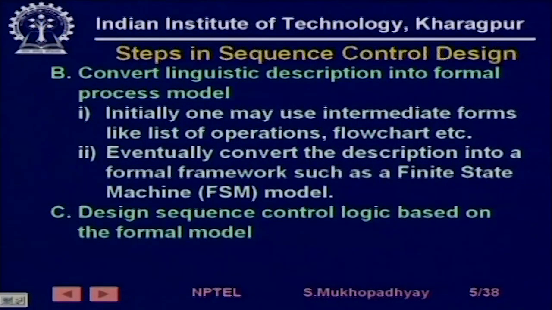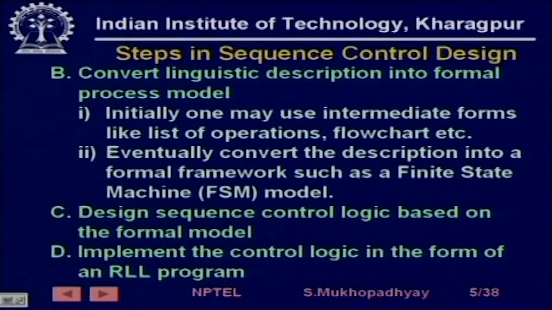Having done that, then one has to go for design of the sequence control logic based on the formal model, and then finally one has to implement the control logic in the form of an RLL program. And it is preferable that these steps, especially step D, are made as automatic as possible, because this is a step which can be done in an automated manner once B and C have been carried out. And for large programs, it is always preferable to go for automated programming, because that will always lead to error-free programs, provided your specifications were correct.